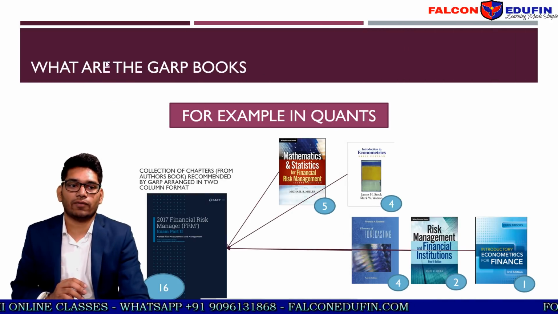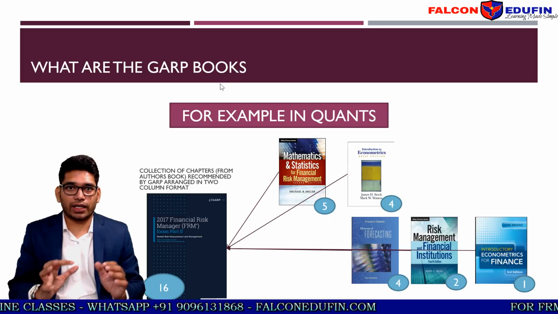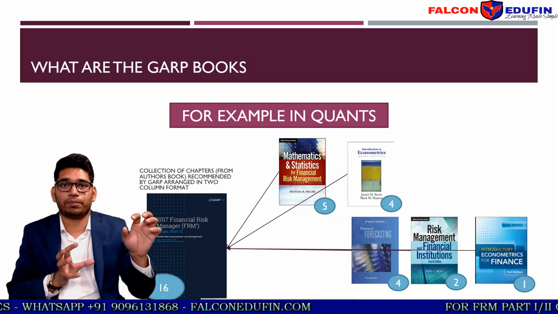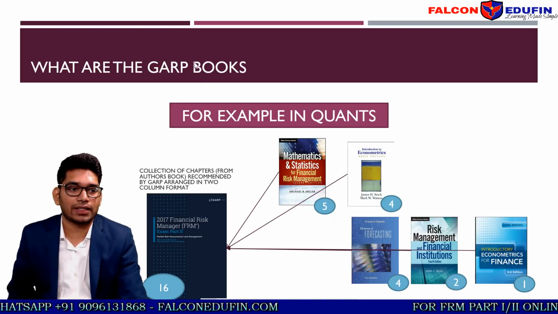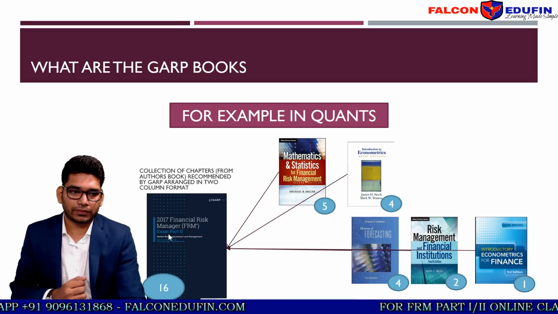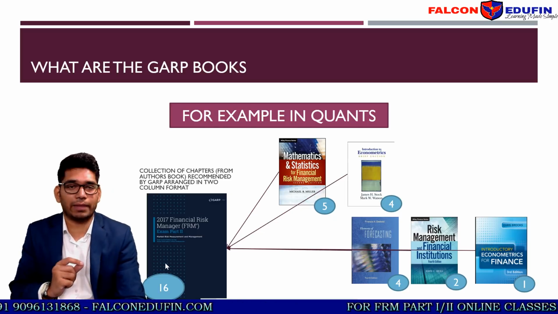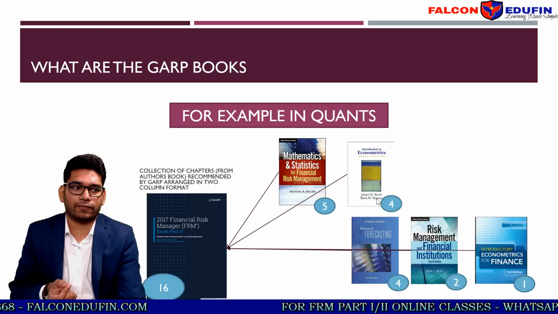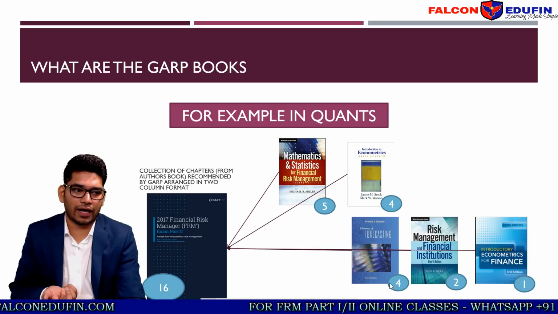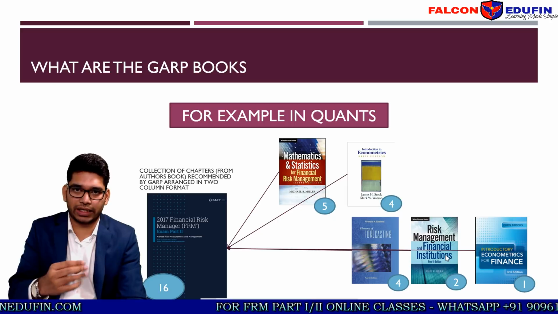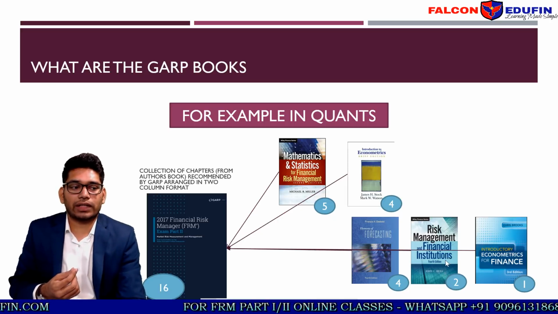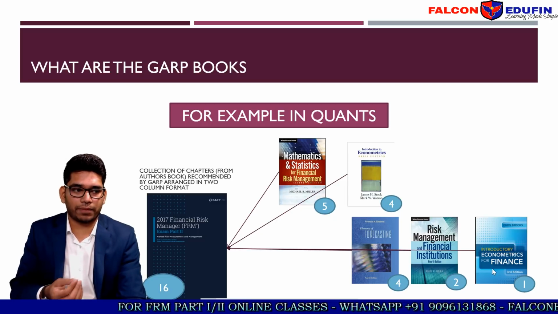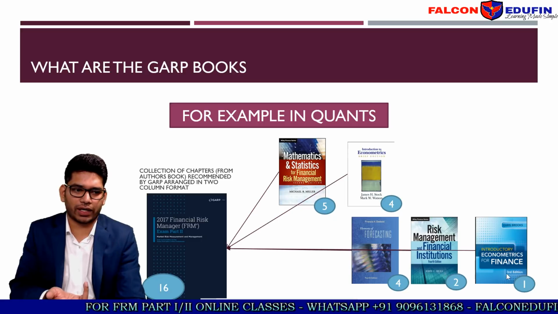Now let's see what the GARP books are. GARP books are nothing but an extract of the original authors' content, the original authors' chapters pasted as they are in the GARP book. See here, for example, in Quants there are 16 chapters recommended by GARP. 5 chapters are from this particular book, then 4 from the econometrics book, then we have 4 from forecasting. I'm not reading the complete names, it will waste our time. Then we have one more book, from which we are getting two chapters, and from the econometrics and finance book we are getting one chapter.